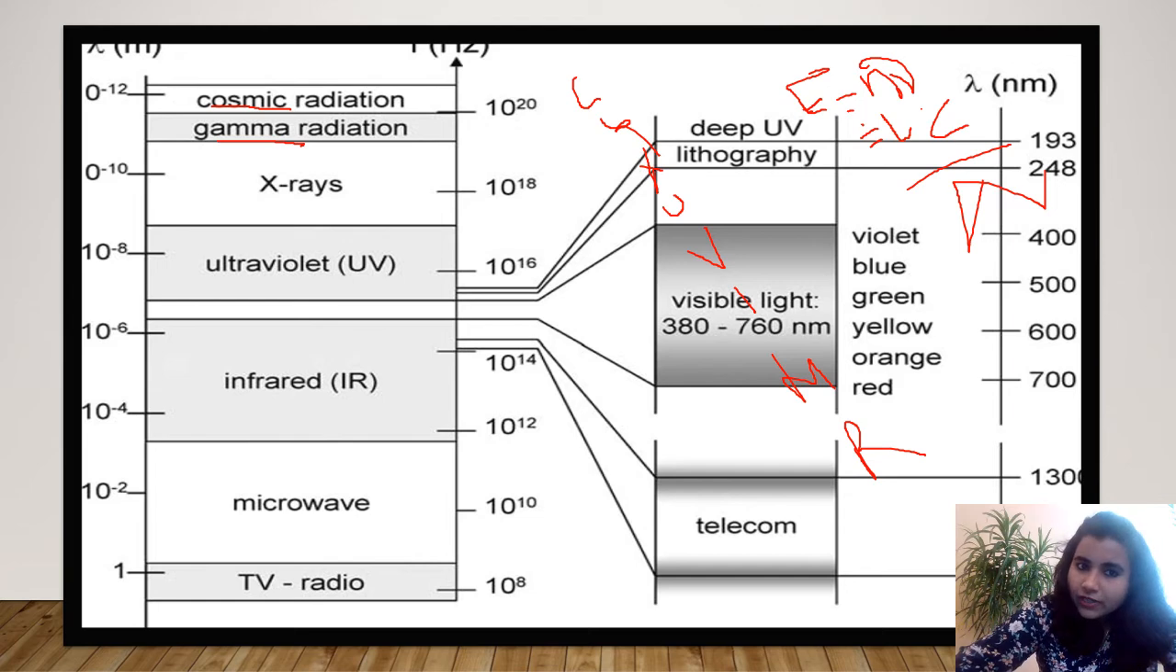And I told you that cosmic radiation has the highest energy. That means the cosmic radiation will have the lowest wavelength. Why lowest wavelength? Because energy is inversely proportional to wavelength. Clear? So this is a series where the waves are arranged according to their highest energy: cosmic, then gamma, X-rays, UV, visible, infrared, microwave, and then radio waves. Clear? So this is all about the arrangement of waves according to their energy.